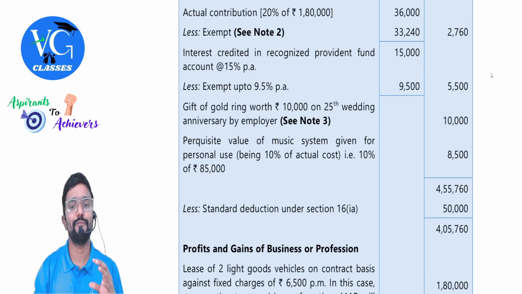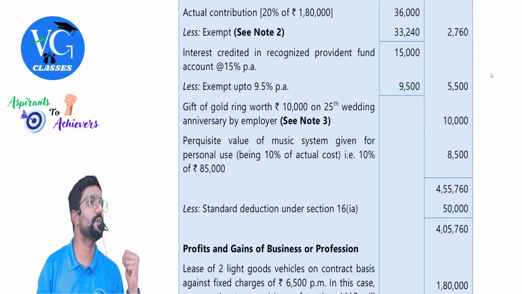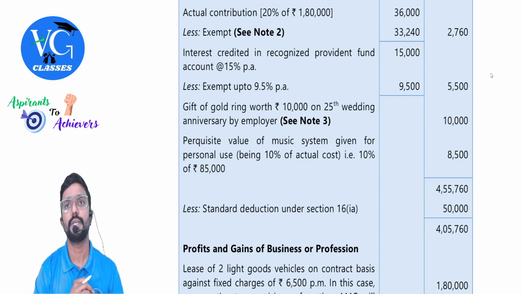Next, the perquisite value of the music system given for personal use. The employer has purchased it and given it to the employee to use. So take 10% of the cost: 85,000 into 10%, which comes to 8,500.